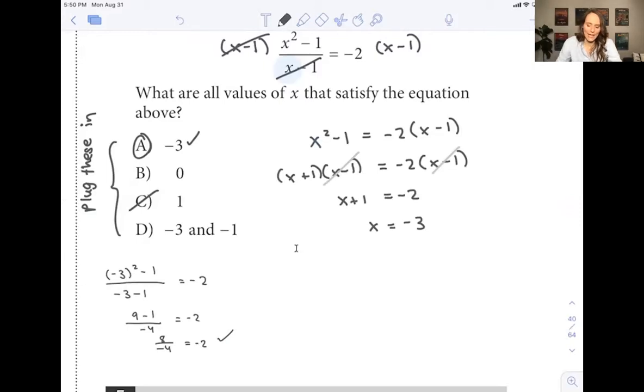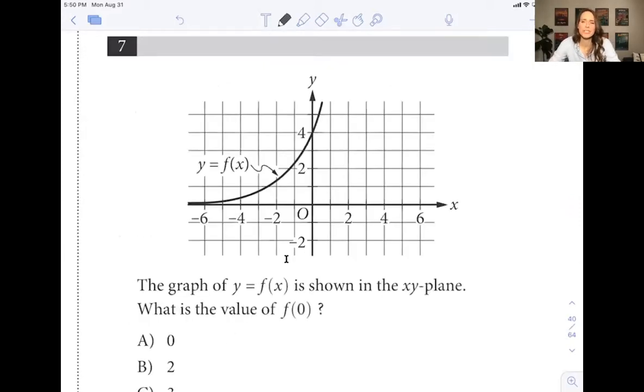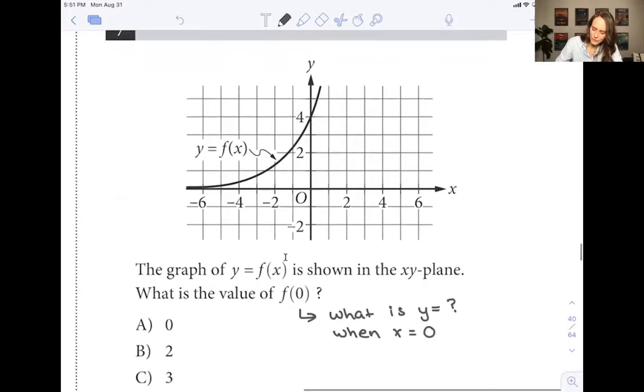Let's look at number 7. 7 is another core concept. 7 should take you maybe 10 to 15 seconds to answer on test day, because f of 0 is asking you what is y equal to when x equals 0. So they're asking you for the y-intercept.